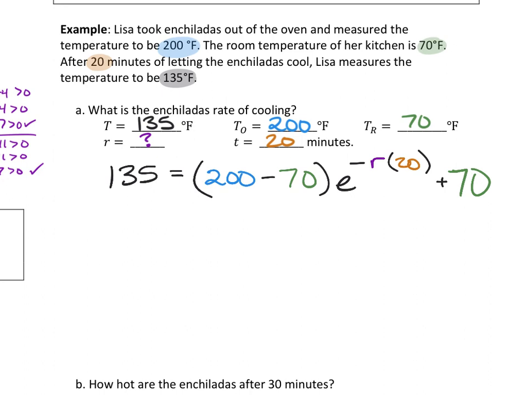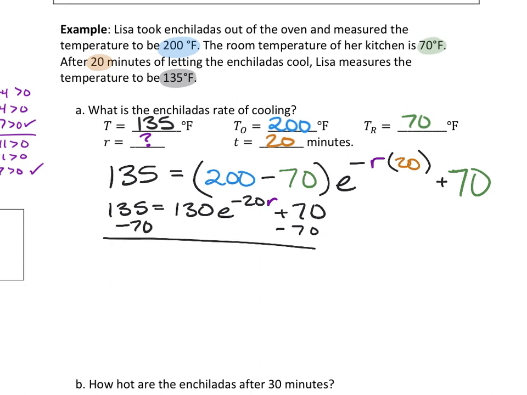First things first, let's take care of this parentheses, because PEMDAS tells me to take care of parentheses first. What's 200 minus 70? 130. So I have 135 equal to 130 times e to the negative 20r plus 70. I would need to subtract 70 from both sides because I have to start from the outside in when I'm solving. So I subtract 70 from both sides, but those are like terms, so that works. 135 minus 70 is 65.